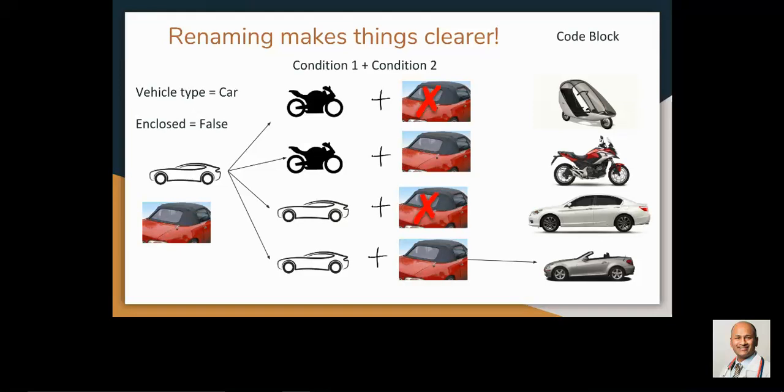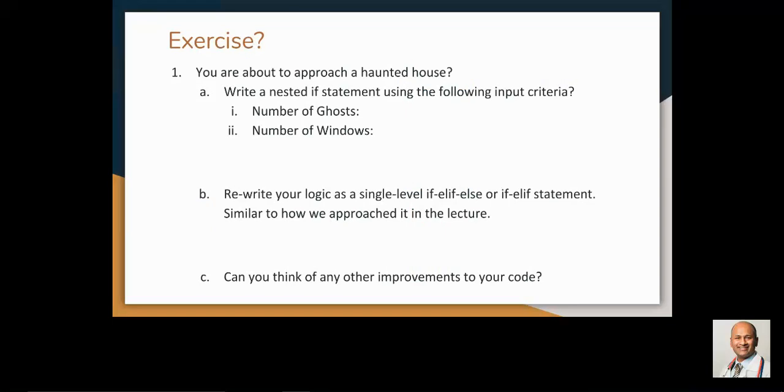So, another exercise. This one is a haunted house exercise. And basically, this will go till 12:25. You're just going to test 2 conditions. You're going to look at the number of ghosts in a haunted house and the number of windows. The first time you write the logic, I want you to use a nested if to test if you should enter the haunted house. Then I want you to rewrite that as a condition statement with and involved. And then can you think of any other ways to improve your code?